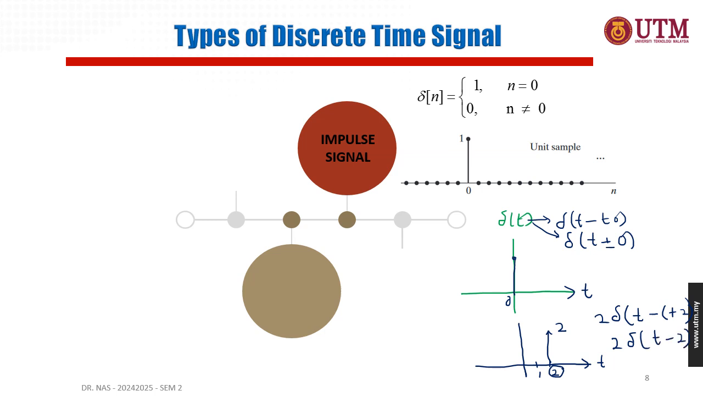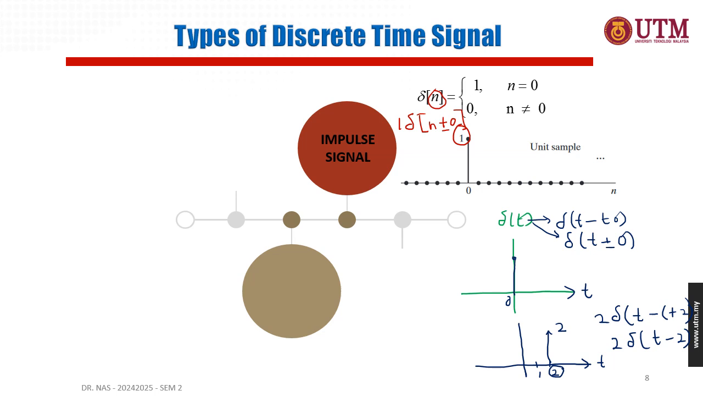Okay, same goes for the impulse in a discrete signal in the n domain. In this case, your delta[n] has amplitude 1. So it is delta[n minus 0], because it is at position 0.